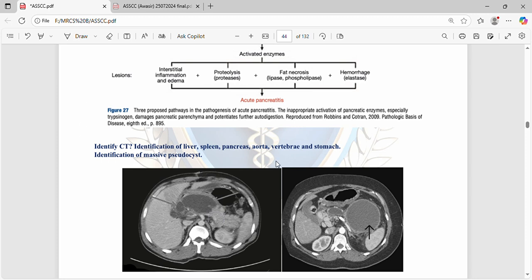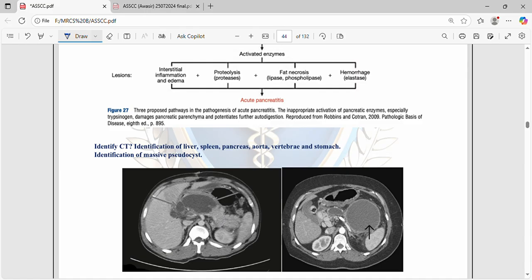So earlier we were discussing acute pancreatitis. So this is the remaining portion. Identify on CT the liver, spleen, pancreas, aorta, vertebrae, and stomach. Identification of massive pseudocyst. So you can see here, this is very simple.